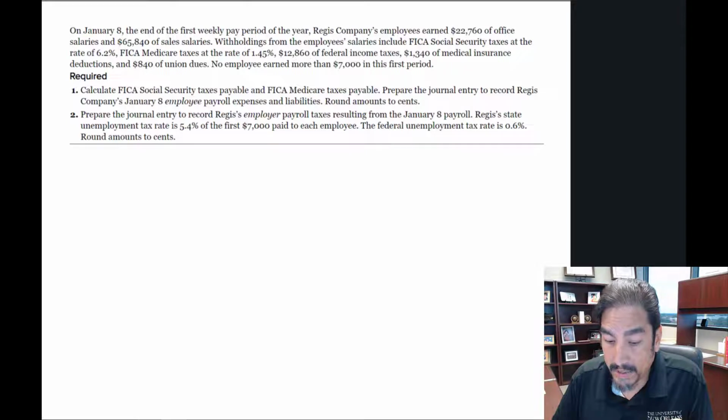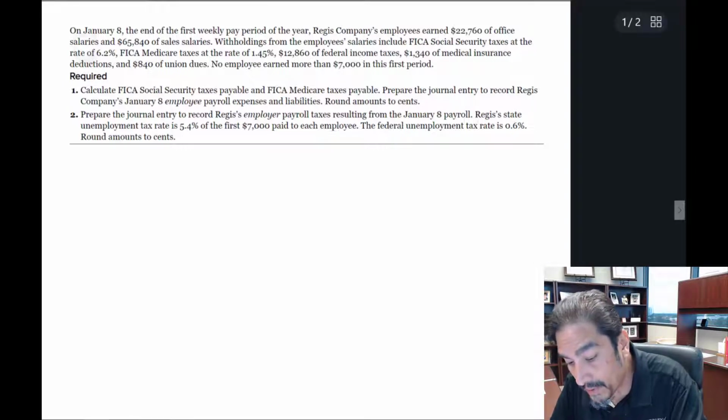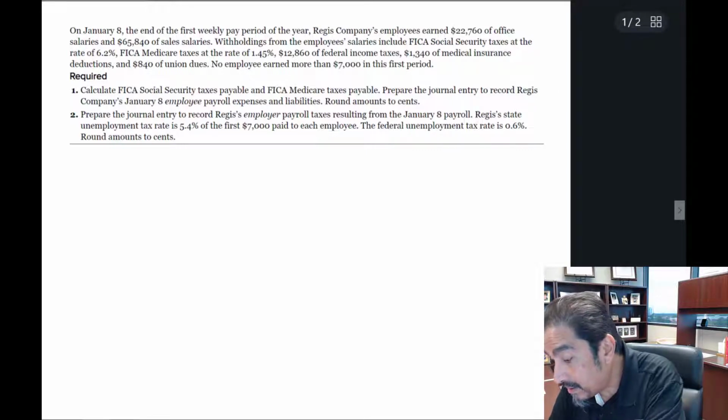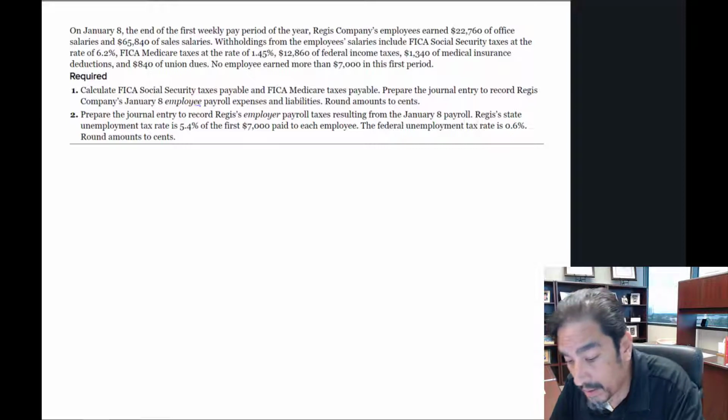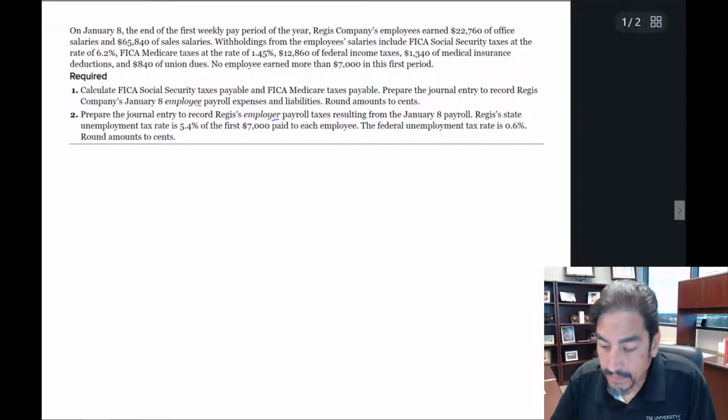So what they're asking us to do is calculate the Social Security and Medicare for the employees, and then record the full journal entry, and then in 2, the employer, and record the journal entry. And it even tells us the state rate is 5.4% and the federal rate is 0.6%.